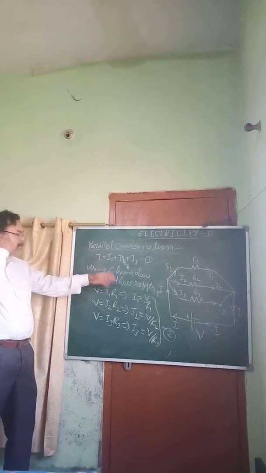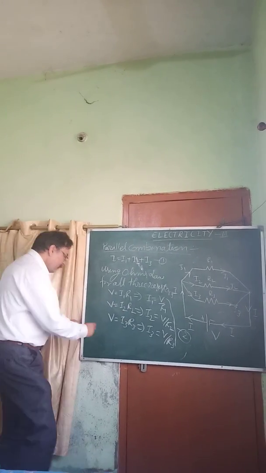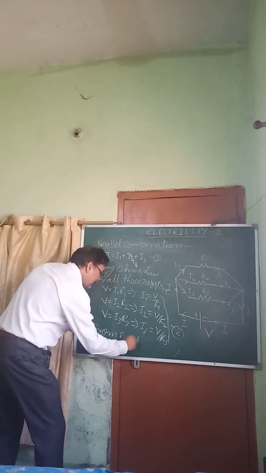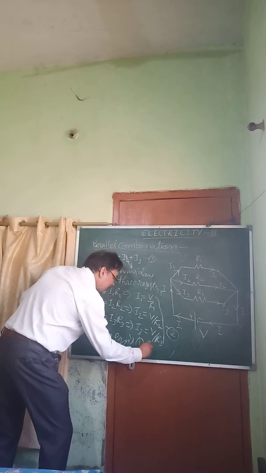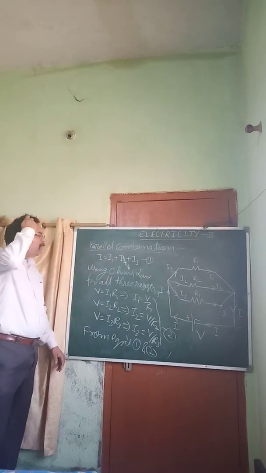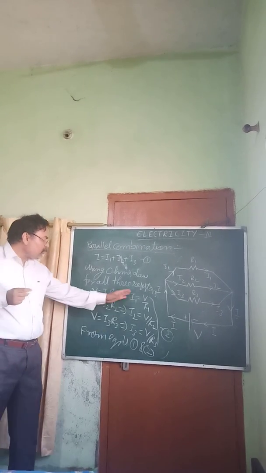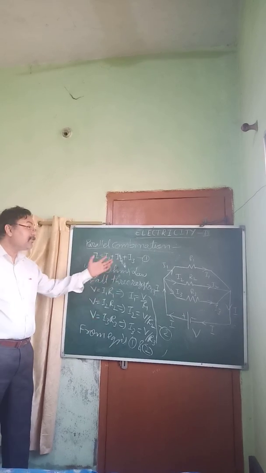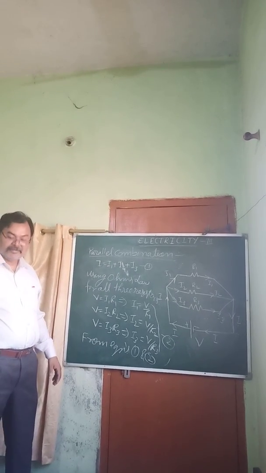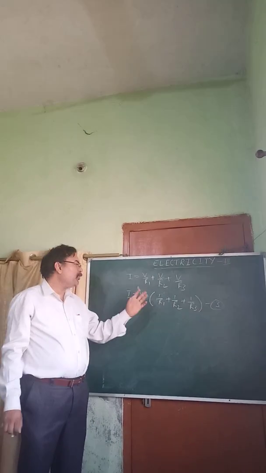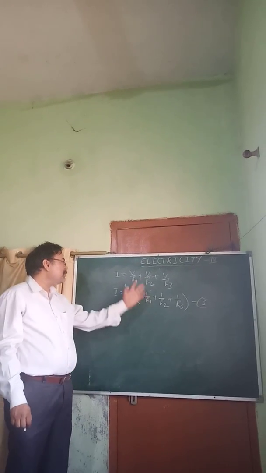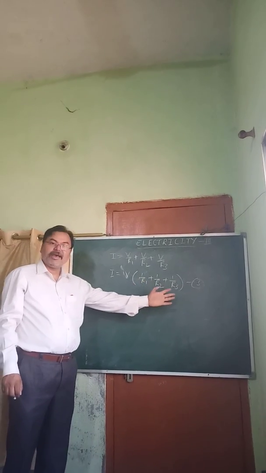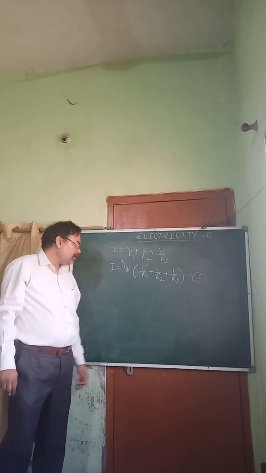Now, from equations 1 and 2, what we have to do is place these values of I1, I2, I3 in equation 1. And let's see what we are going to get. After putting the values from equation 2 in equation 1, we will get this one. And we can take V common, we will get this one. And let us mark this equation number 3.